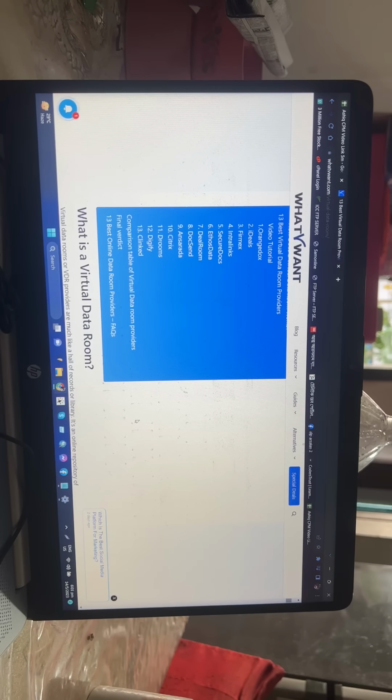Comparison table of virtual data room providers. Final verdict. Best online data room providers.